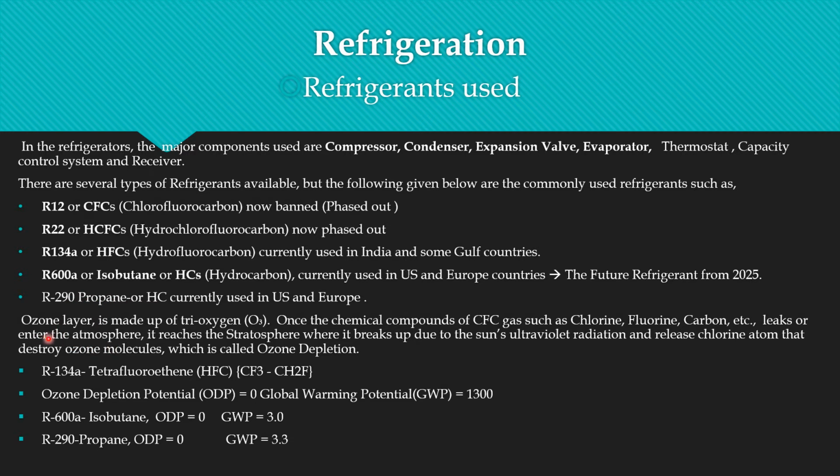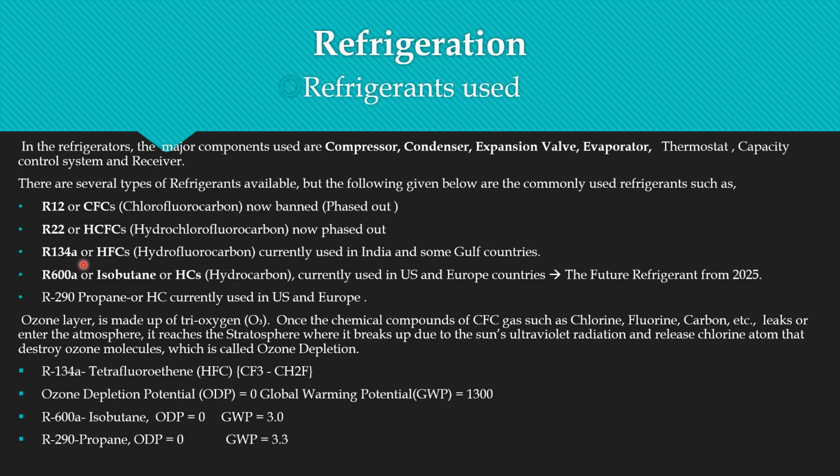Now we can see the ozone layer, which is made up of O3, trioxygen. Once a chemical compound like chlorofluorocarbon gas, which has chlorine, fluorine, carbon, etc. leaks, it will enter the atmosphere and reach the stratosphere, where it will break due to the ultraviolet radiation from the sun. It will release chlorine atoms that destroy the ozone molecule, which is called ozone depletion.